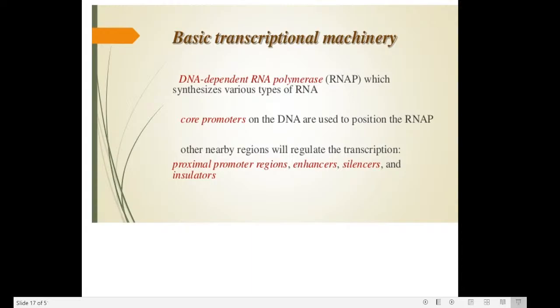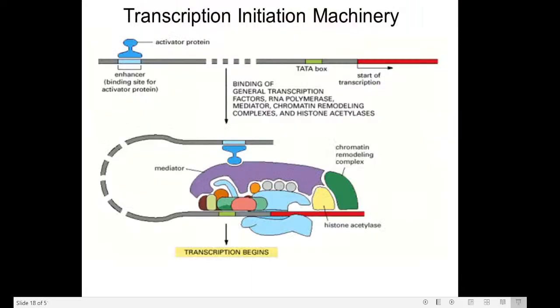Then there is the core promoter. The promoter on the DNA is used to position the RNA polymerase. There are some other regions, such as the enhancer, silencer and stimulator. Then the transcription initiation mechanism: to start transcription, we need signals, right? These signals can be passed by promoters, activators, enhancers and other initiators.